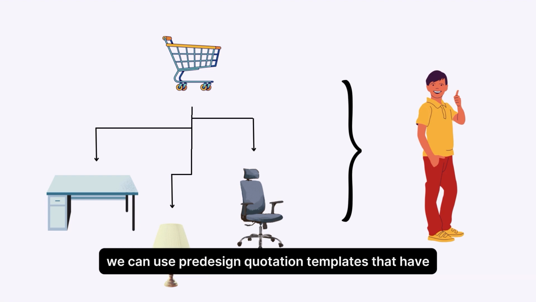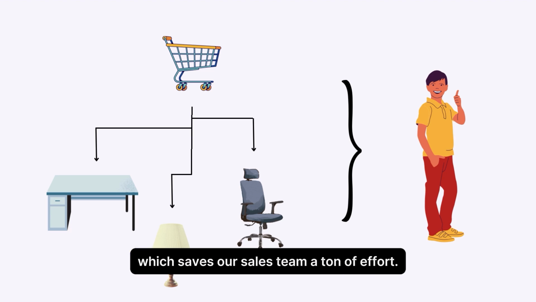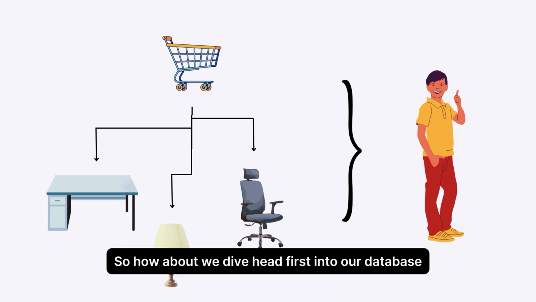In addition, we can use pre-designed quotation templates that have optional products already built in, which saves our sales team a ton of effort. So, how about we dive headfirst into our database and see how online quotations work with Odoo?